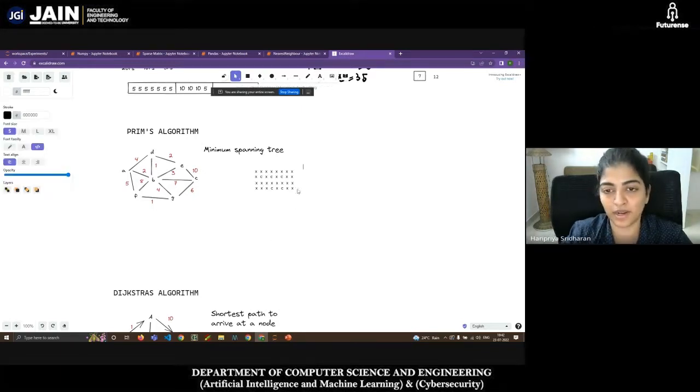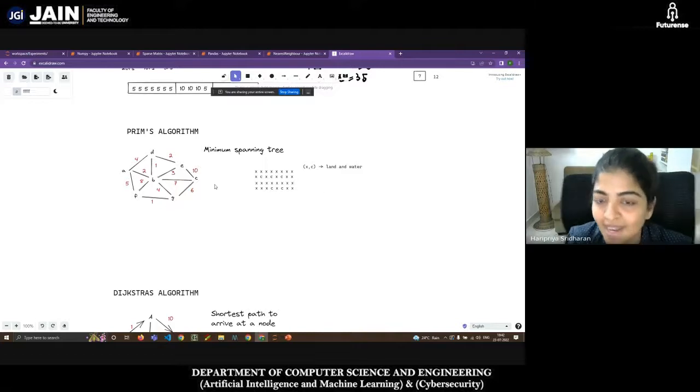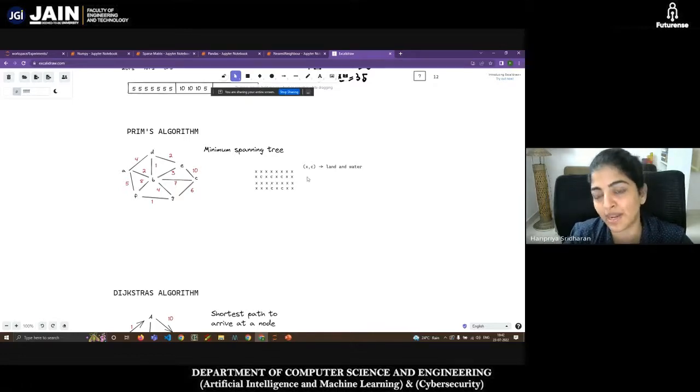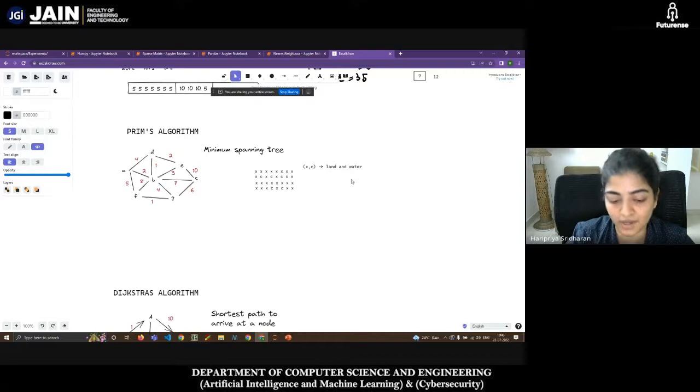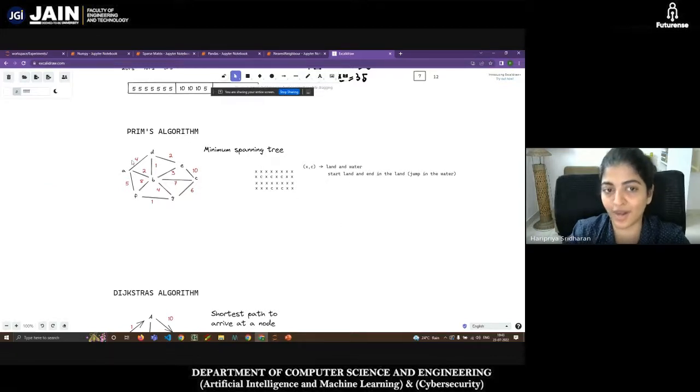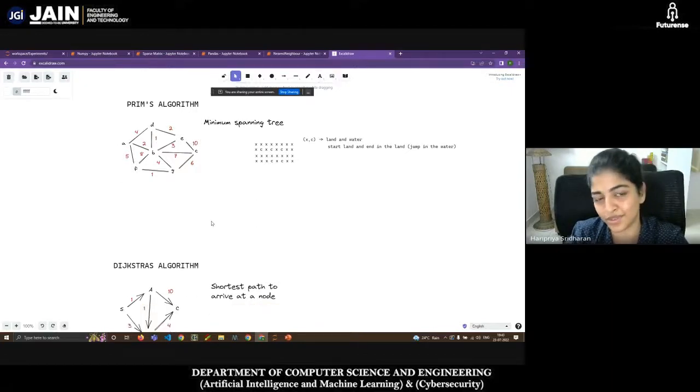So the real-time example would be, let's say you have X's and C's of a map. You have the representation of X's and C's representing land and water, right? At any given point, what is the minimum spanning tree? This is one of the implementations of the minimum spanning tree, but the use case would be, at any given point, what is the possibility that you start in the land and end in the land, and you don't jump into the water. So this is one of the examples of Prim's algorithm used in real time.